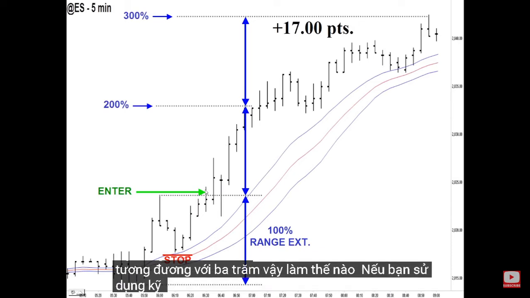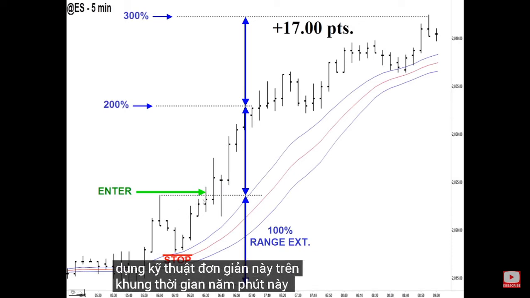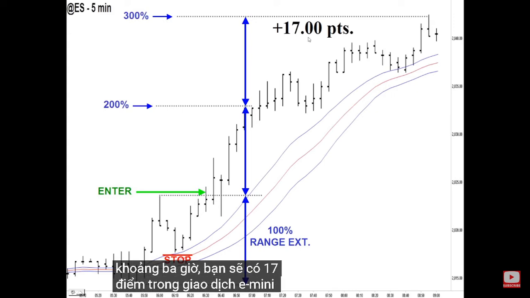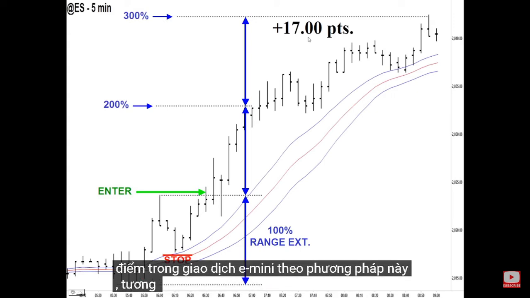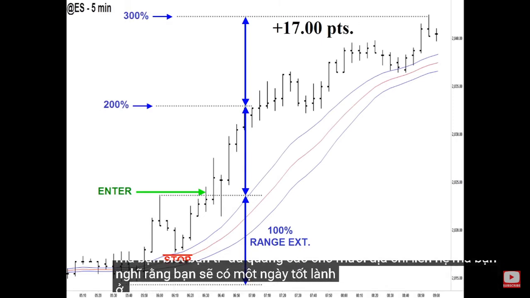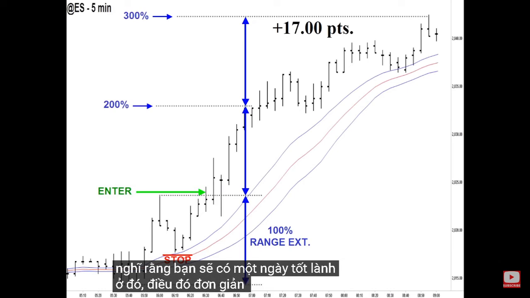So had you used this simple technique on this 5-minute time frame here, in roughly about 3 hours, you would have had 17 points in the E-mini trading this method. That's relatively about $850 per contract. If you traded 10 contracts, you think you would have had a nice day there? And that's simple. We're not looking at any news.